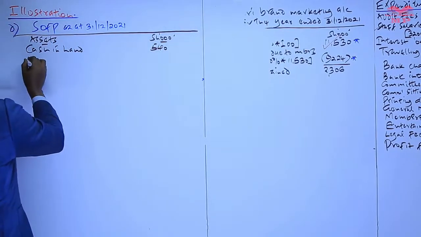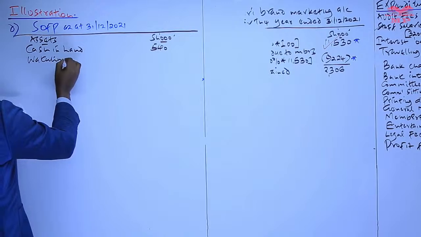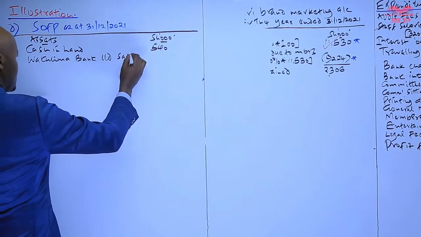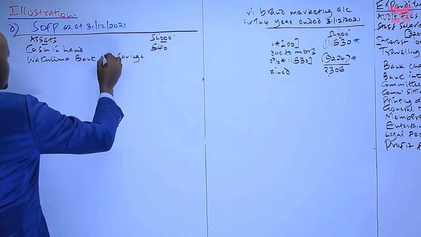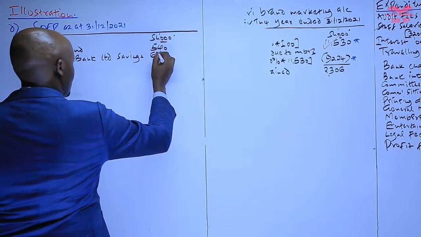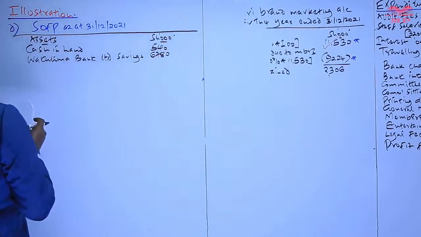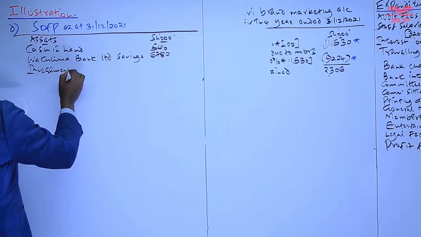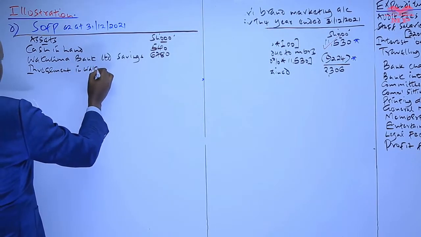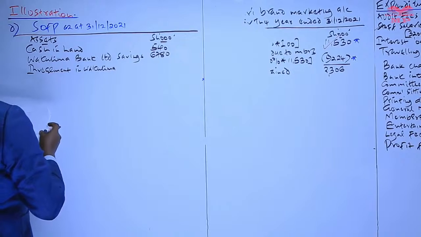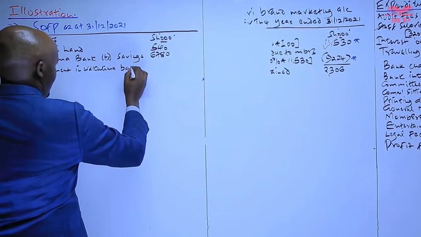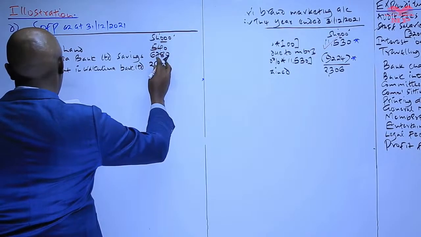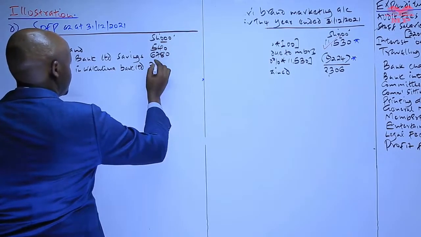Then below that we have Wakulima Bank Limited savings, which is an amount of 6780. And then we have still investment in Wakulima Bank Limited, which is a figure of 6550.